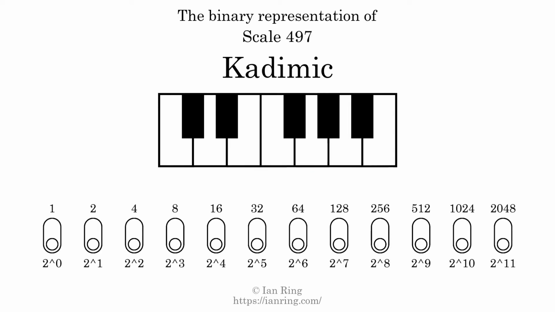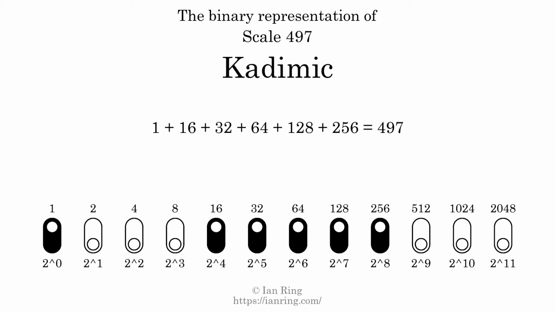The binary representation of this scale is determined by mapping tones of the scale to binary digits. Each binary digit represents a power of 2. To get the scale number, we add the powers of 2 together. The powers of 2 that are present in the scale, all added together, equals 497. That is why the scale number, in decimal, is 497.